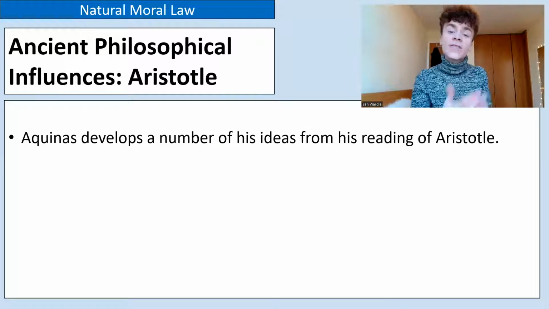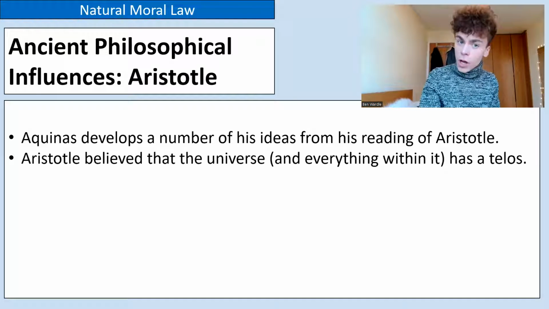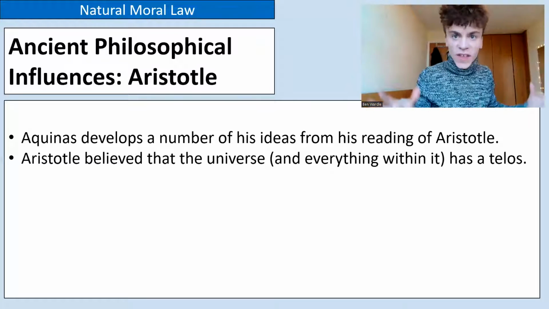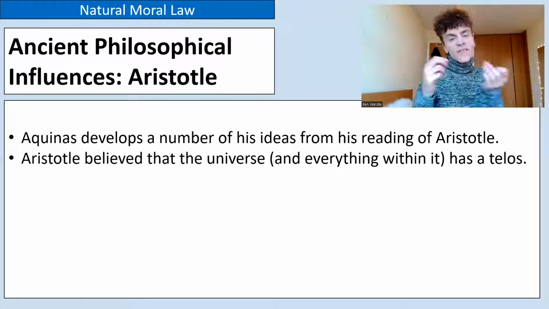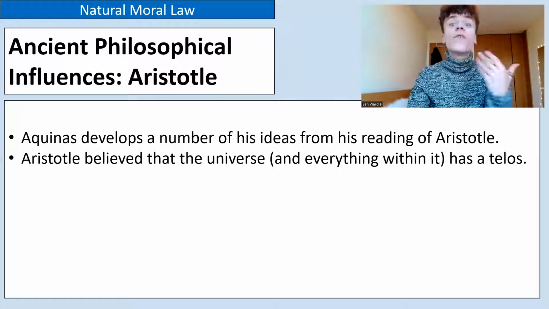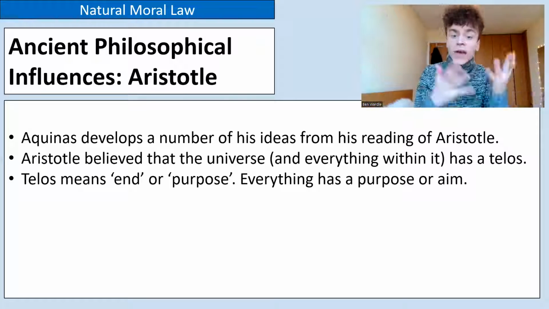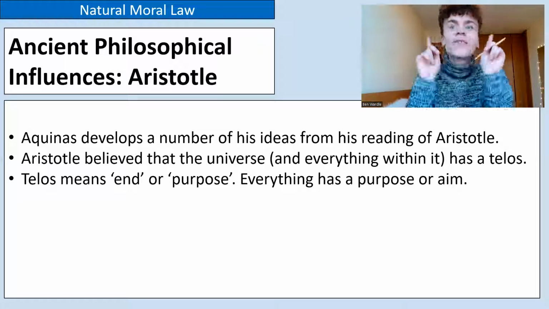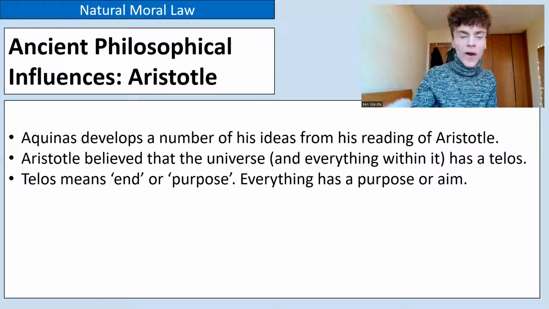Well, as I say, he develops a number of his ideas from his reading of Aristotle. Aristotle, an ancient Greek philosopher, believed that the universe and everything within it has a telos. He has that idea of the 4 causes, and everything has that final cause, its purpose, its telos, the thing that it's trying to fulfill. And that means end or purpose. Everything in the universe has a purpose or aim, and the universe as a whole, for Aristotle, has the telos to fulfill of the prime mover.